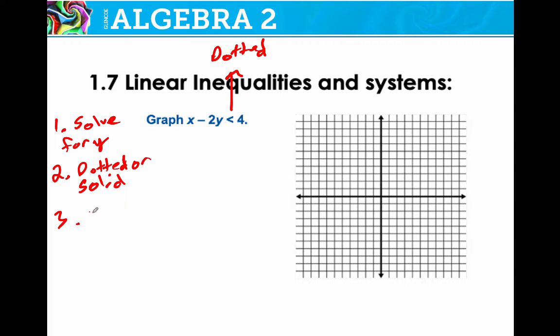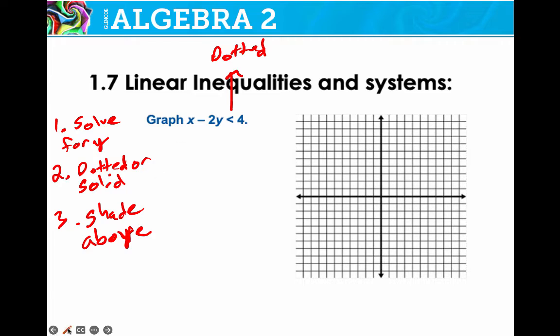Three, you're going to shade above or shade below. And you can determine that with the y is greater than or less than. You can also pick a point on either side and check to see if it satisfies the original equation. I like to use 0, 0 when I can.